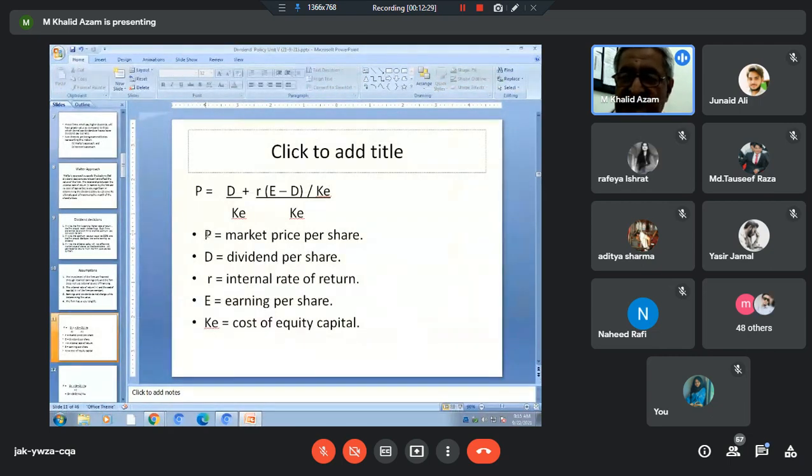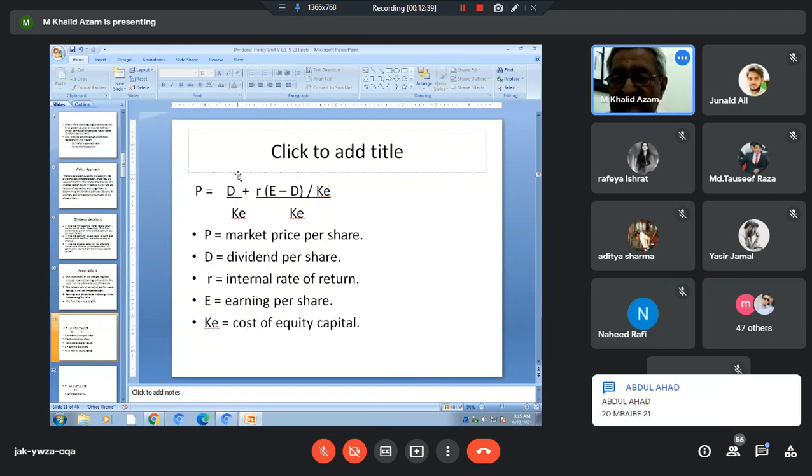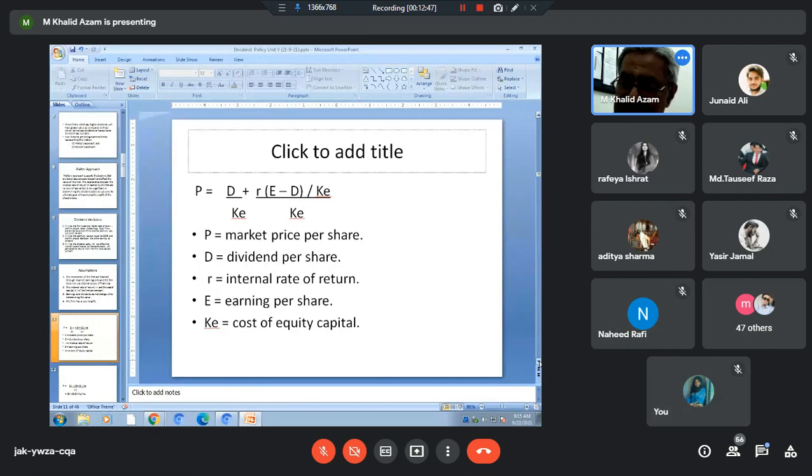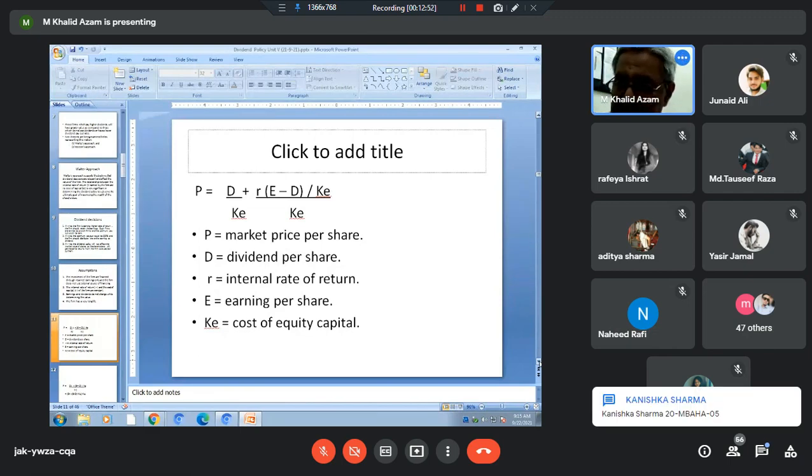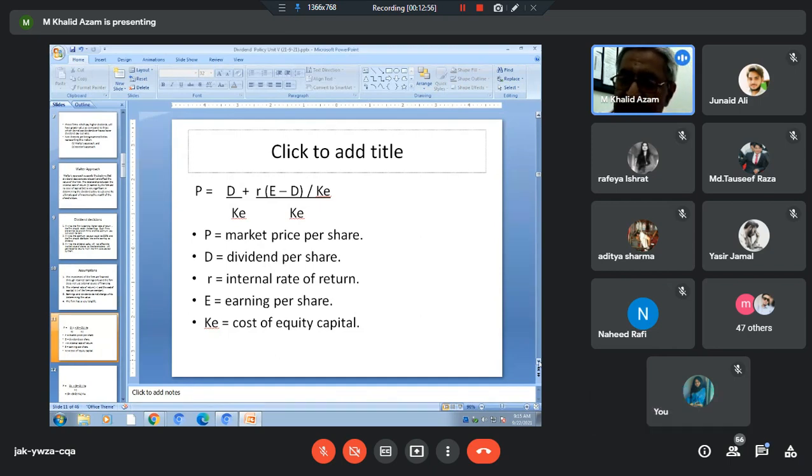So this P is the market price per share, D is the dividend per share, R is your internal rate of return, E is your earning per share, and KE is the cost of equity. So this is a very simple formula which we are having here. And we have to keep in mind we are having three types of firms. I will be showing you some calculations, not all, because you will have to calculate on your own. You can consult the book, you will find it there.